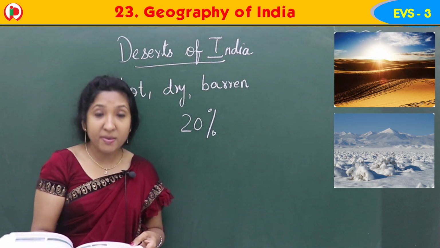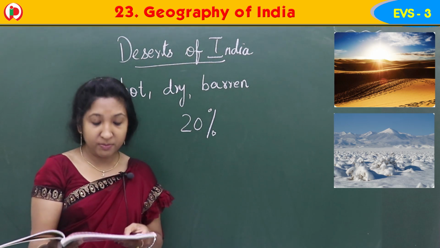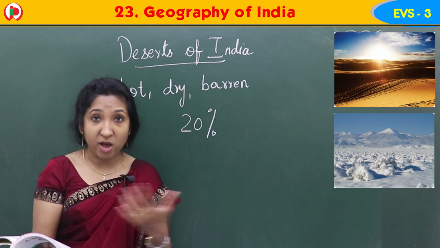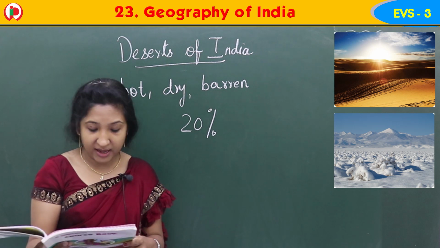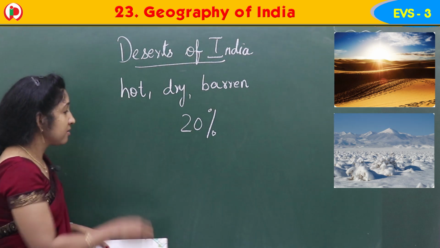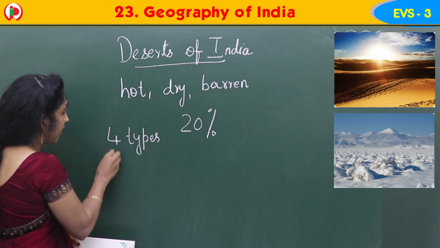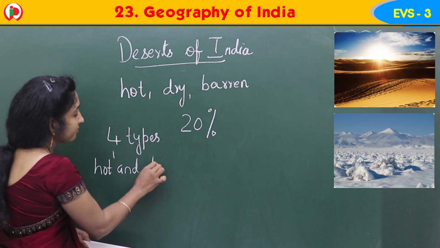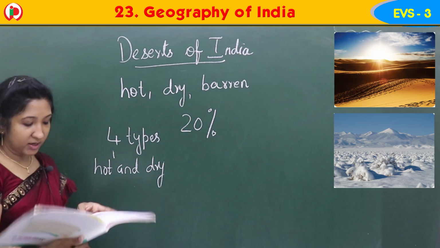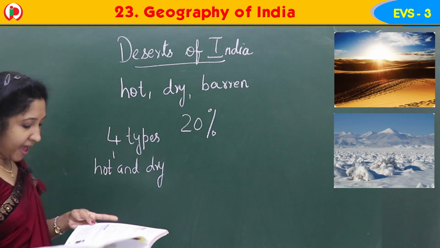Then there are 4 major types of desert in this biome. Biome means this habitat, this environment, the large area. There are 4 major types of desert. One is hot and dry desert. Next is semi-arid deserts.